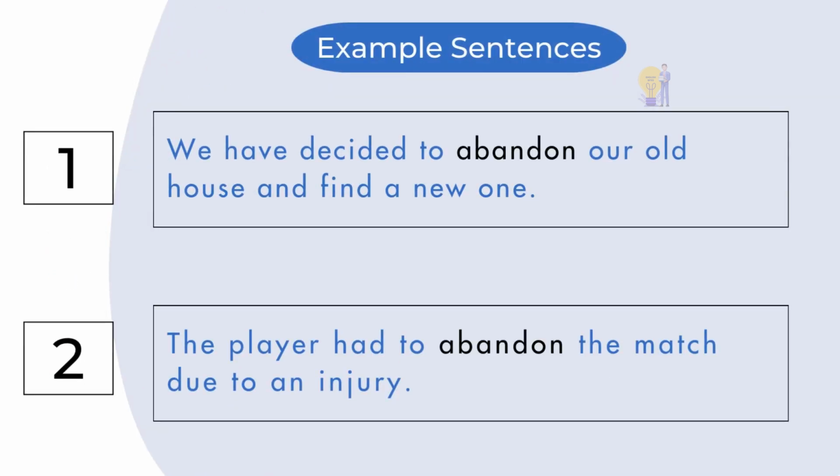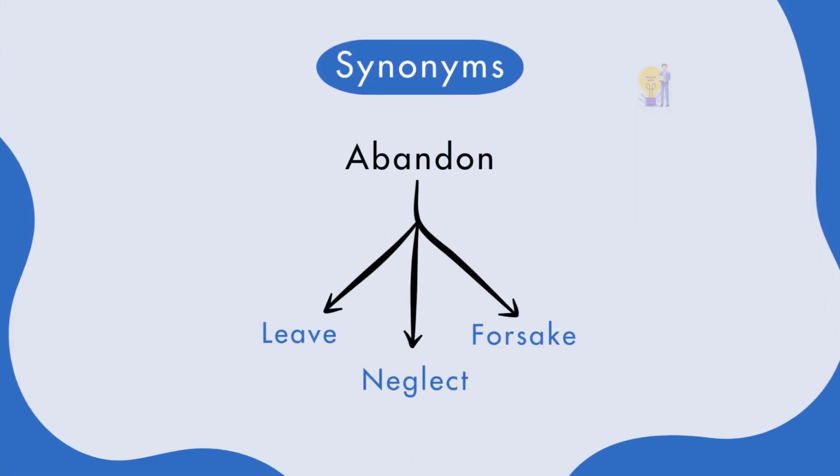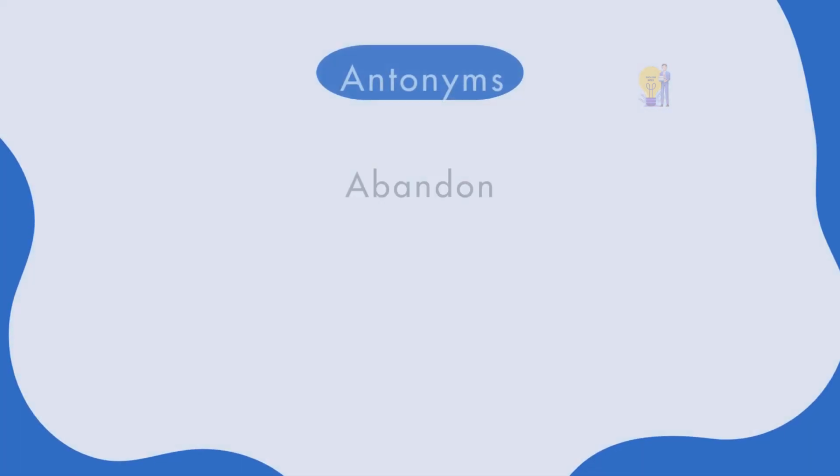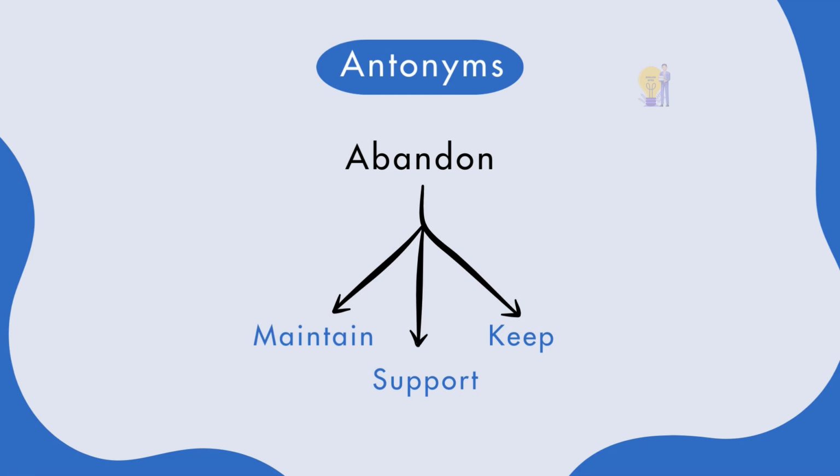Now let me tell you the example sentences. Number 1. We have decided to abandon our old house and find a new one. Number 2. The player had to abandon the match due to an injury. Synonyms of abandon are leave, neglect, forsake. Antonyms are maintain, support, keep.